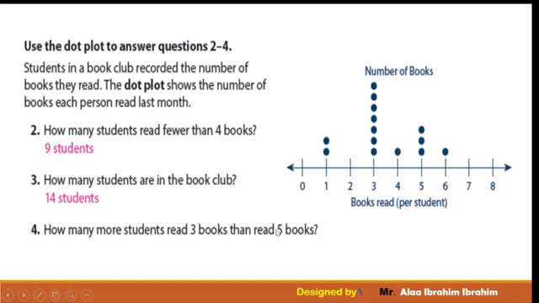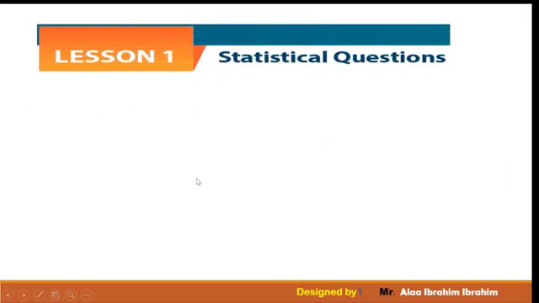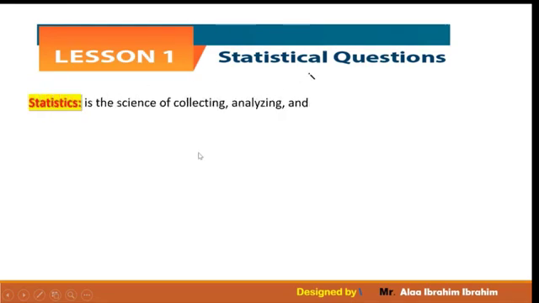So I have to find the difference between 5 and 3 here. So this is 7 minus 3. So we have 4. So this is a revision, or something as an introduction. So lesson 1 is statistical questions. I have to know some definitions.